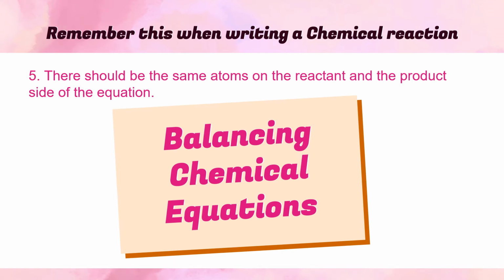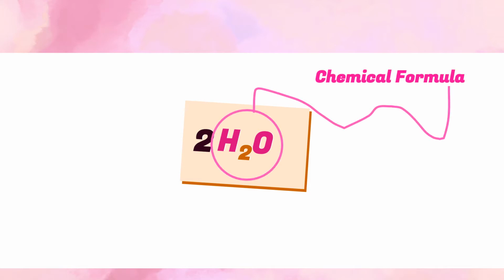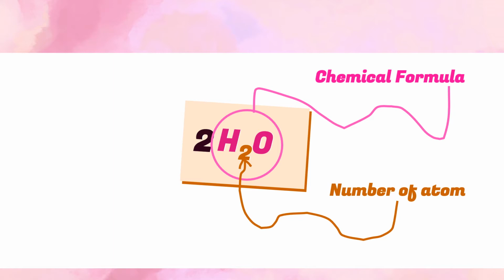Next, there should be the same atoms on the reactant and the product of the same equation. So this time, we will use balancing a chemical equation. Before we proceed in balancing some chemical equation, we need first to identify the parts of a chemical equation. So on this one, we have two molecules of water. This one is what we call the chemical formula, consisting of the symbol of the element and the number of atoms present in this molecule.